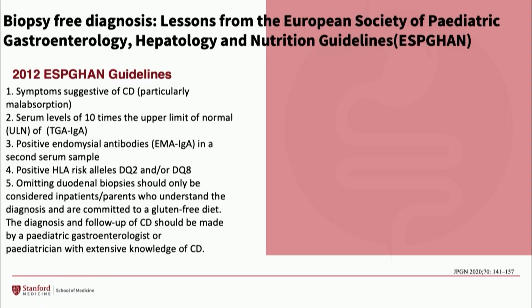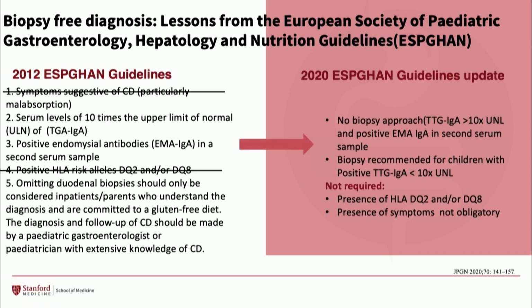So in Europe in 2012, the European Society for Pediatric Gastroenterology, Hepatology, and Nutrition came up with guidelines that allowed for biopsy-free diagnosis of celiac disease in children. And here, symptoms suggestive of celiac disease, particularly malabsorption, were required. Serum tissue transglutaminase of 10 times the upper limit of normal, positive anti-endomysial antibody, positive HLA DQ2, DQ8, and the patient and the parents have to be okay with this approach.